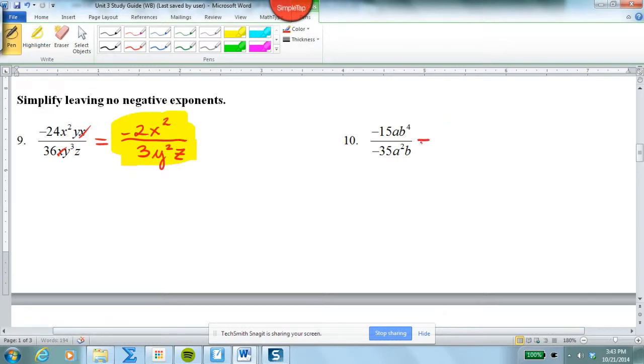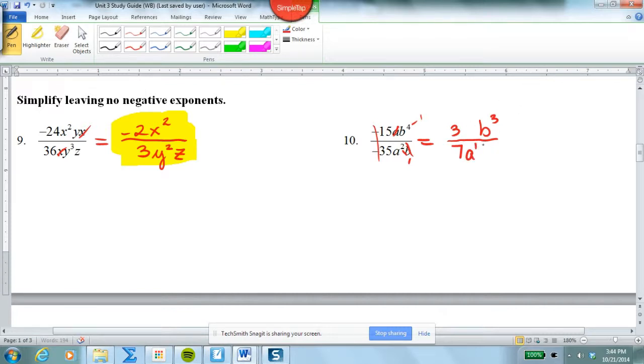On the next one, another quotient rule problem. We have negative 15 over negative 35. A negative divided by a negative is a positive. Those negative signs are going to cancel each other out. Factor out a factor of 5, and you have 3 on top of a 7. The b's, you're going to have b to the 4th over b. That's going to be b to the 3rd on top. 4 minus 1 is 3. And the a's, 2 minus 1 on the bottom is a to the 1st will be left on the bottom.